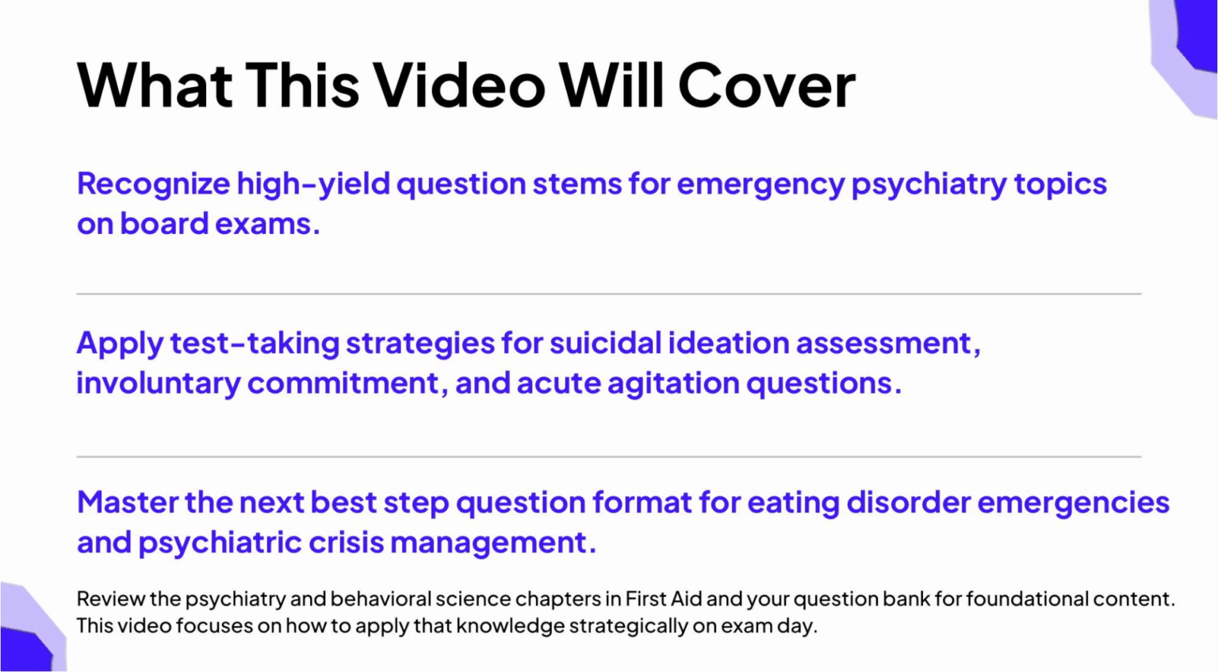Here is what we are going to cover today. First, we will learn how to recognize high-yield question stems for sexually transmitted infections. Second, we will apply specific strategies for questions about genital ulcers, urethral discharge, and cervical screening. And third, we will master the next best step question format for diagnosing and treating common sexually transmitted infections. This video assumes you have some baseline knowledge from your review resources. We are here to sharpen your test-taking approach.